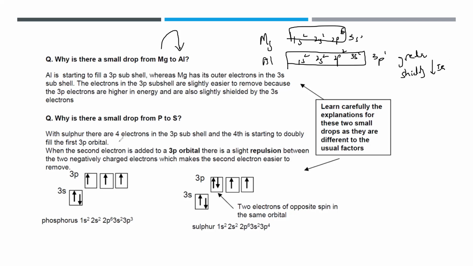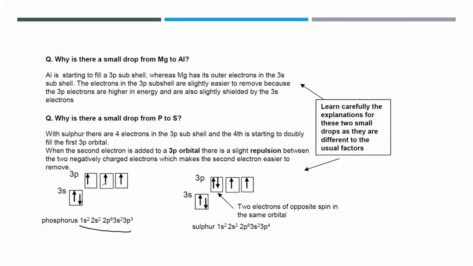And for phosphorus to sulfur, as this is the electronic configuration of phosphorus, the electrons are singly occupying, but there's a pair of electrons in sulfur. Due to this pair of electrons, there's more repulsion, so it will be easy to remove an electron. So you have to learn the explanation carefully. For group 2 to 3, it will be the same reason. They can change the element, they can ask beryllium and boron, or nitrogen and oxygen, but the reason will remain the same. In terms of orbitals you will change, but the main reason will remain the same.